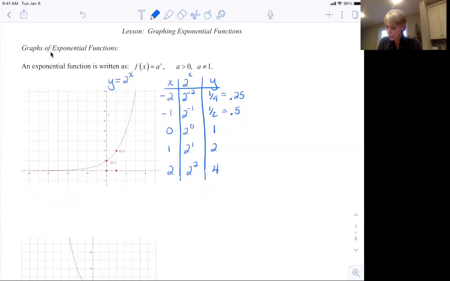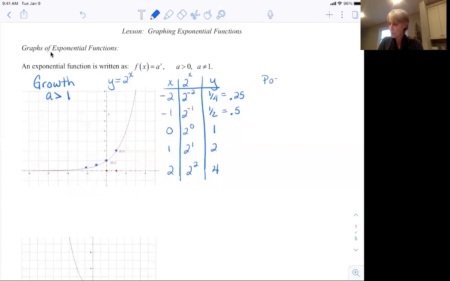If we were plotting these, you might go over here, -2 at 1/4, -1 at 1/2, 0 at 1, 1 at 2. And we can see our graph grows in what we call an exponential manner. So this is an example of growth. And this occurs when our base, our a, is greater than 1.